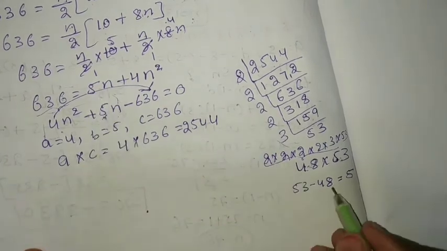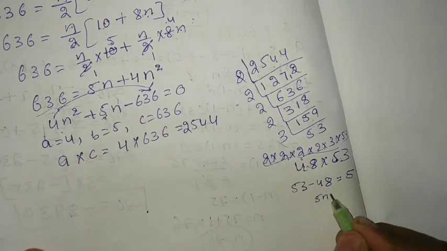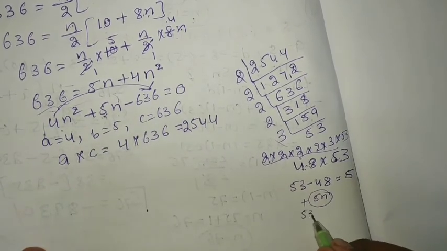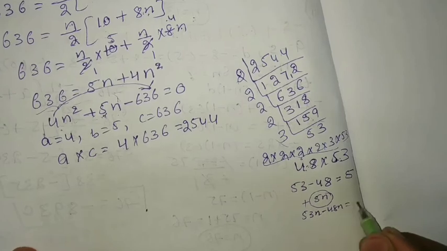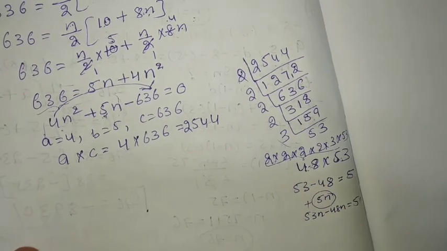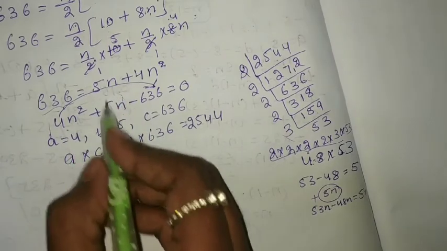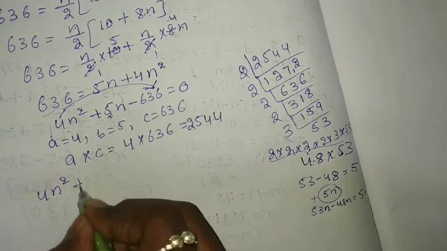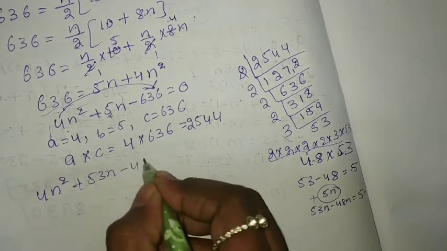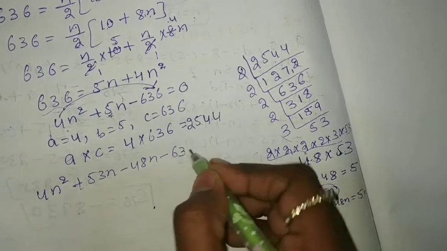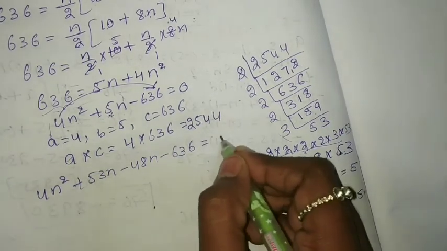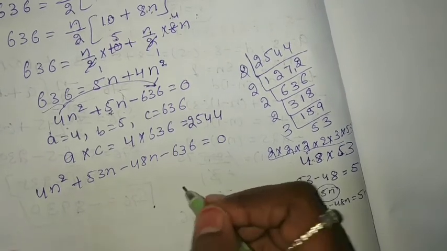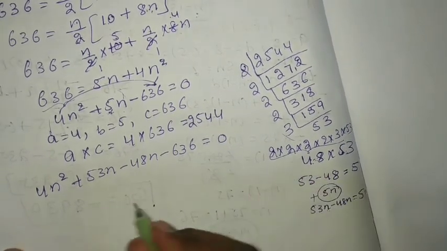तो 5n को हम क्या लिख सकते हैं? What should we write here? 5n as minus 5n or plus 5n? Plus 5n we have. So 53n minus 48n is equal to plus 5n. Are you getting? So write down here, instead of 5n, you need to write this. That means 4n square plus 53n minus 48n minus 636 is equal to 0. Okay. Understand? So let's start next.